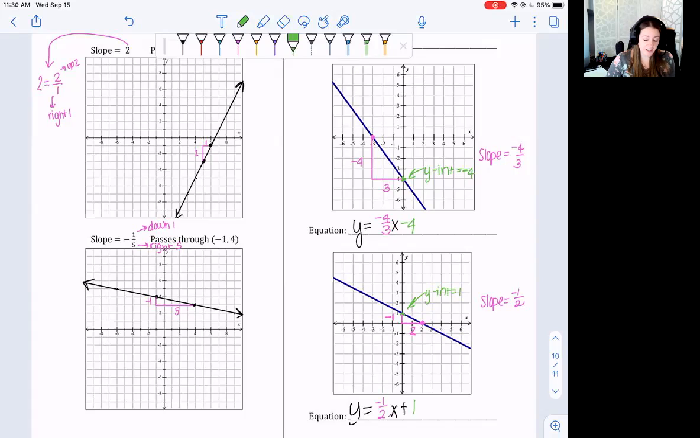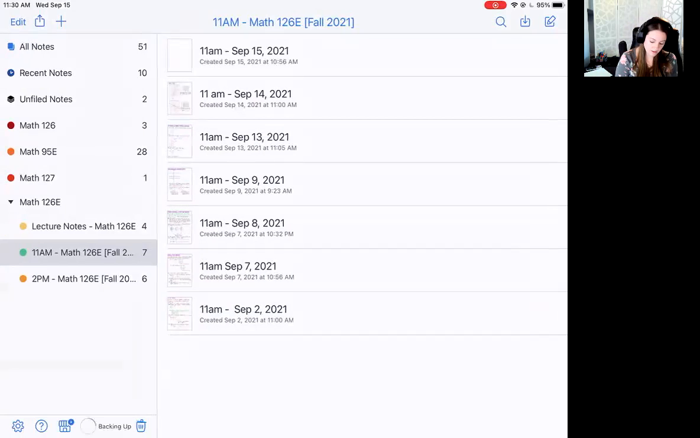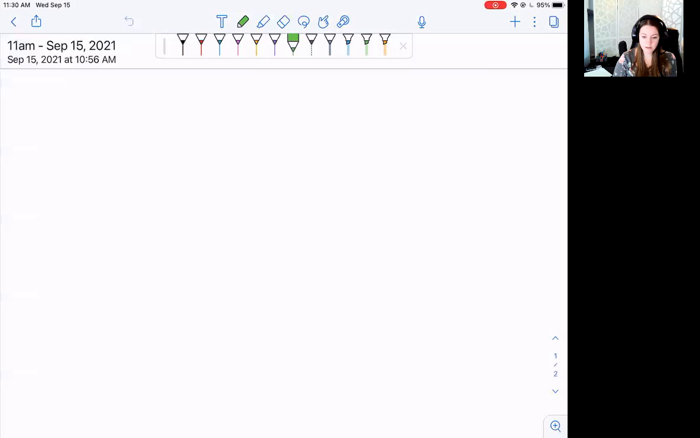Any questions at all on any of the stuff on this worksheet before we talk about other line stuff not on the worksheet? All good? Good. Excellent. All right.